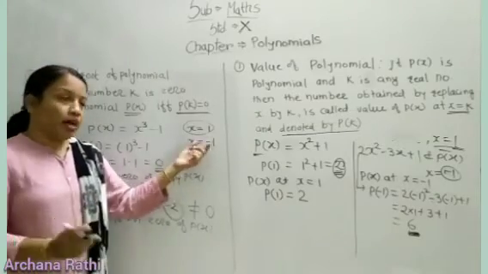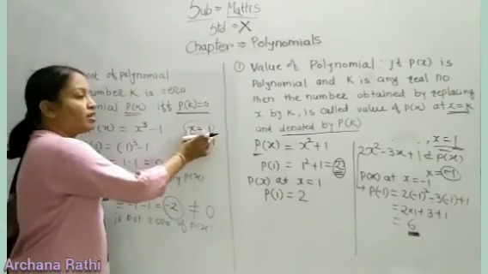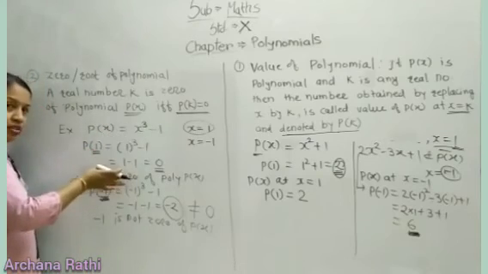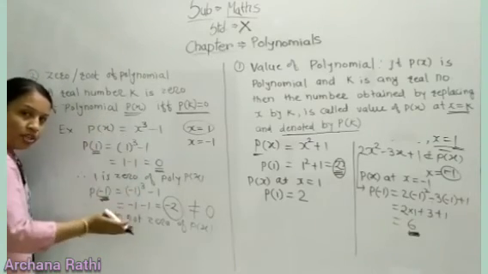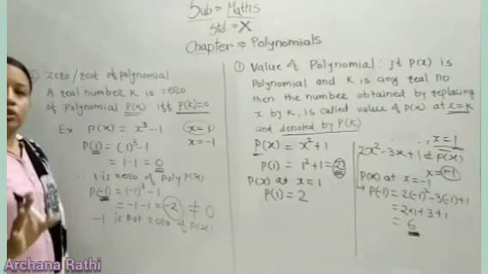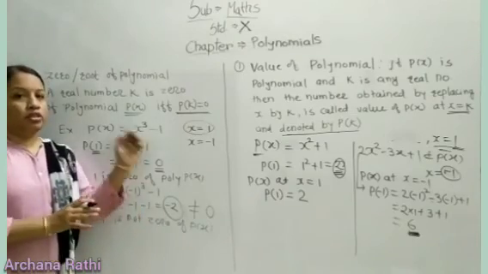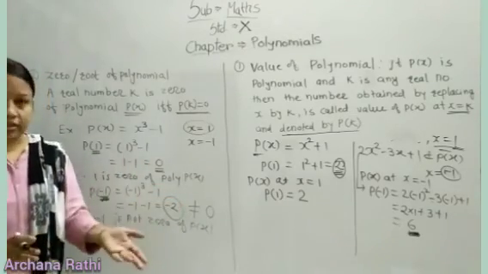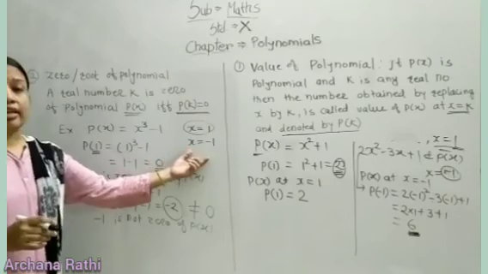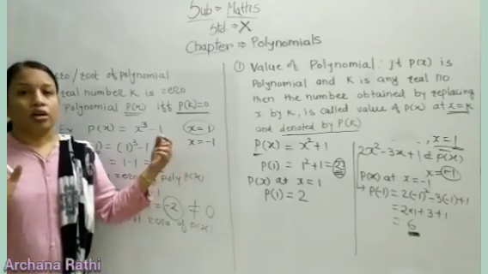So what do you have to do? Just put x equal to that number in p of x and do the calculation. If you get 0, then that number is a zero of the polynomial. If you don't get 0, then that is not a zero of the polynomial.